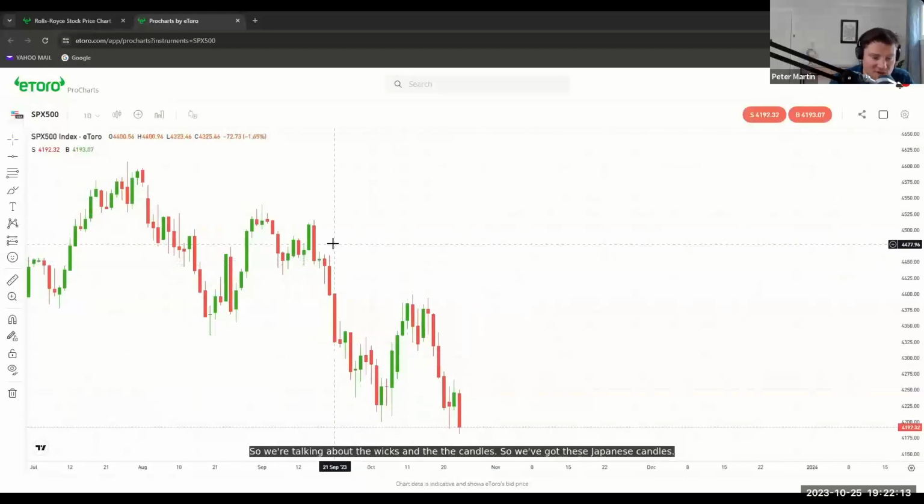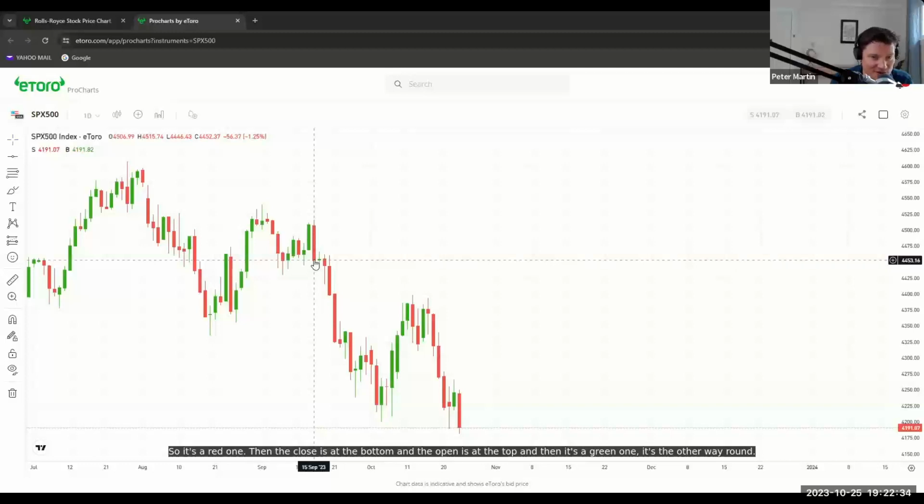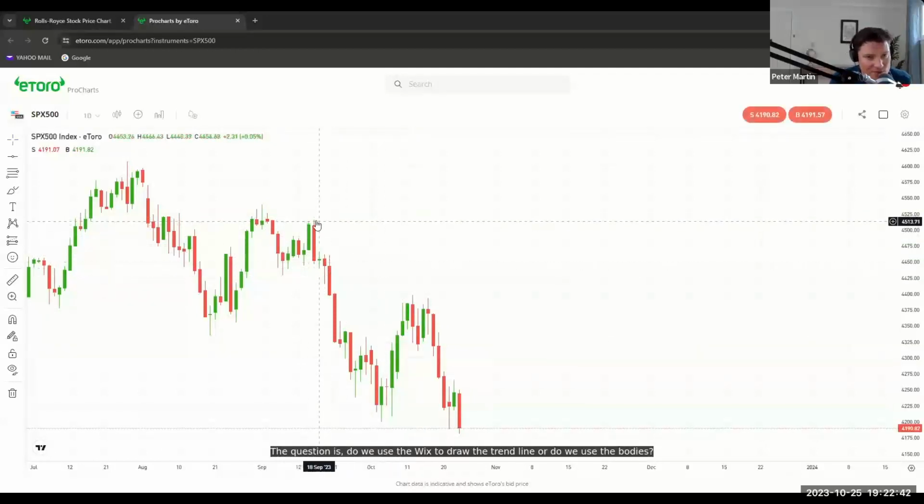So we're talking about the wicks and the candles. We've got these Japanese candles, this big red one. We've got a wick above it and a wick below it. The top of the wick represents the high of the day, the bottom of the wick represents the low of the day. Top wick high, low wick low, and then the body represents the open and the close. So if it's a red one, the close is at the bottom and the open is at the top. And if it's a green one, it's the other way around. The question is, do we use the wicks to draw the trend line, or do we use the bodies?